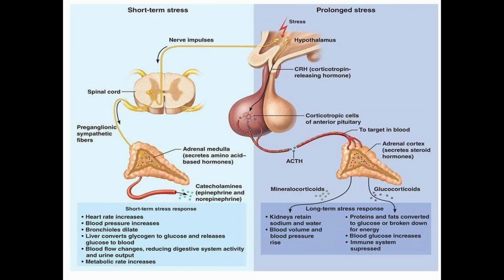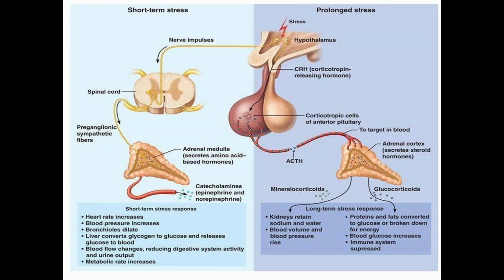But let's say we're given prolonged stress. Here we're going to focus on the adrenal cortex. So the hypothalamus releases CRH, the corticotropin releasing hormone. That's going to tell the anterior pituitary to release ACTH. The adrenal cortex then secretes mineralocorticoids and glucocorticoids, which will then tell the kidneys to retain sodium and water.